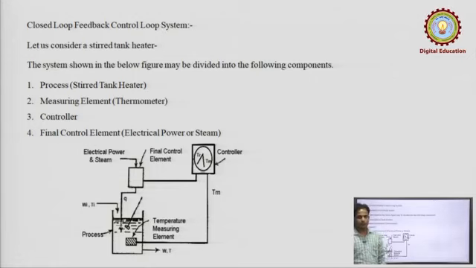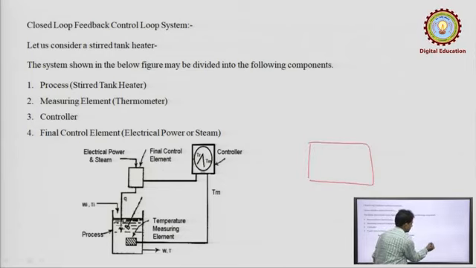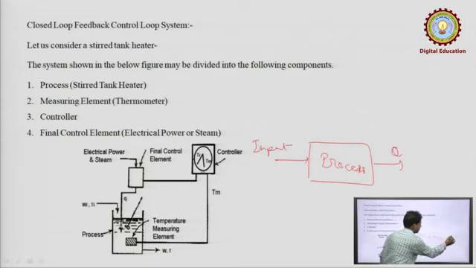Stability of a control system, I just want to tell you what a process is. As you know, a process is something with an input and something with an output. This is the process, something is input and something is output.